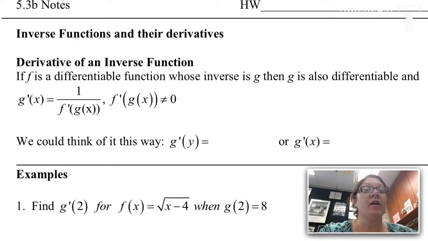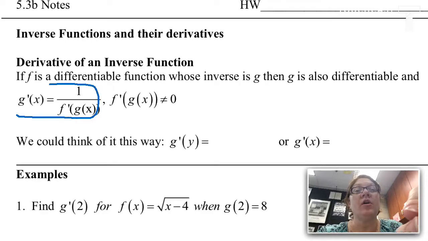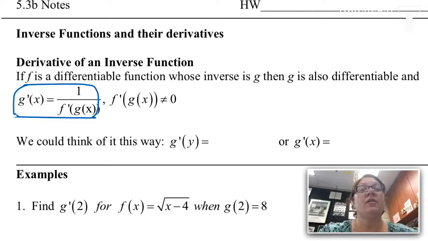Okay, so we've already been talking about this a little bit. We're just making this more formal in your notes. If we want the slope of our g function, it's the reciprocal of the slope of our f function at the mirror image point.